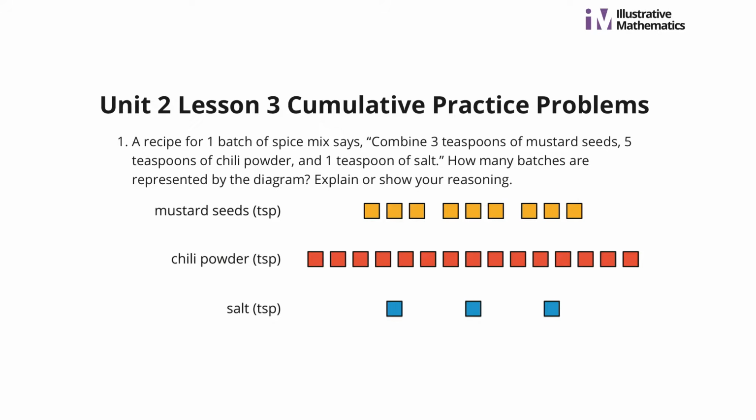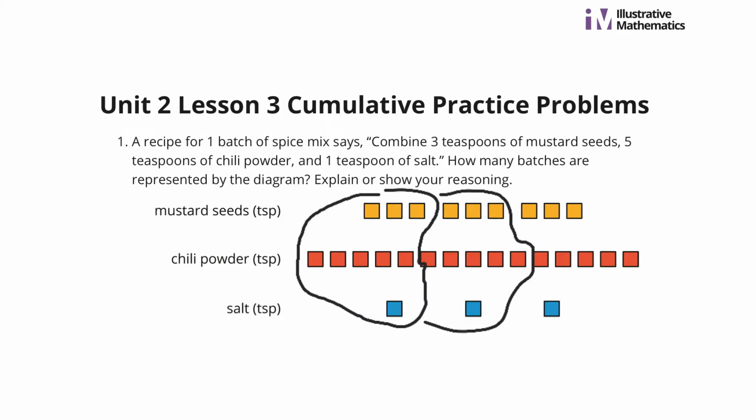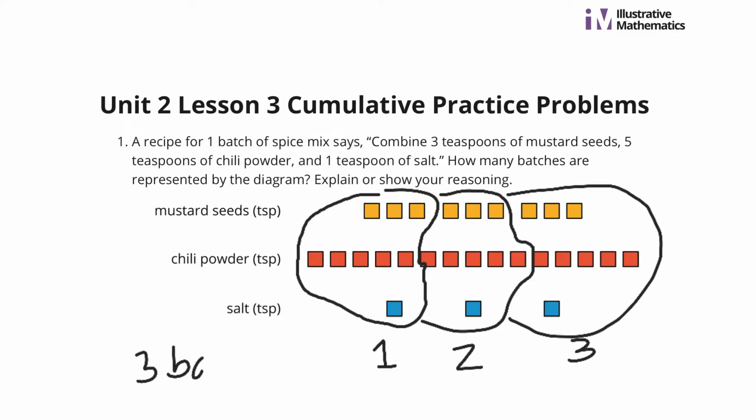Well, if there's 3 teaspoons, 5 teaspoons, and 1 teaspoon, if I group these pictures by that, you have 3, 5, and 1, 3, 5, and 1, and lastly 3, 5, and 1. We have 1, 2, 3 batches of 3, 5, and 1. So it's simply 3 batches.